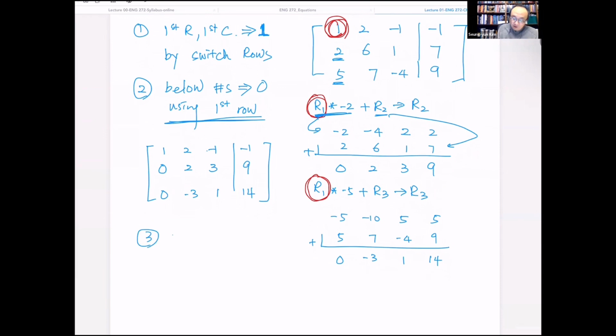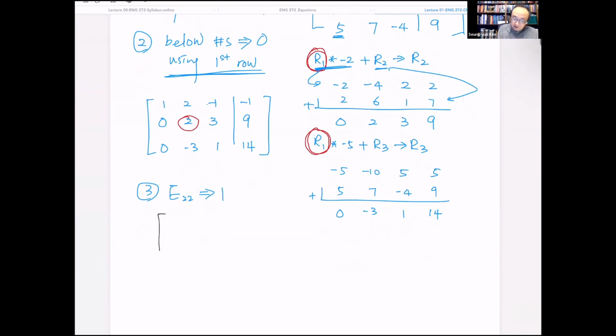Okay, step number 3. I should say element. This one, element 1,1. Element 2,2 to be 1. So where is the element 2,2? This guy. So for this time, we have 0, 1, 3 over 2, 9 over 2. No other choice but to divide every row by 2.